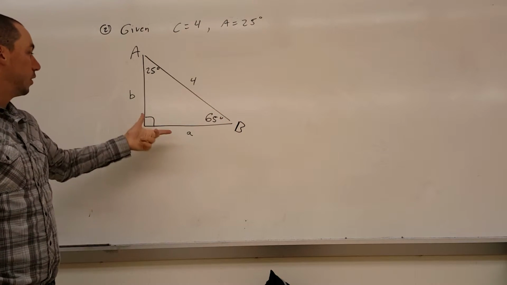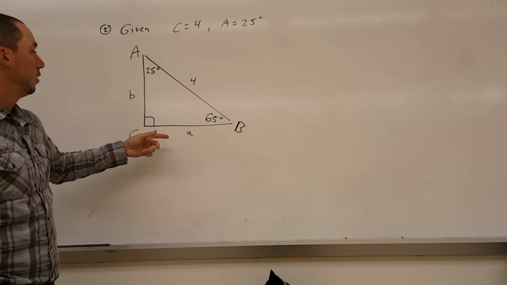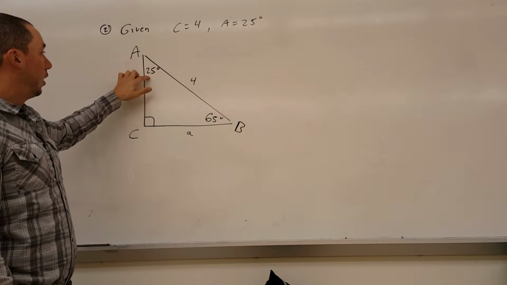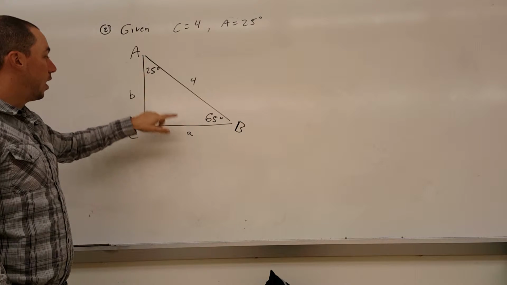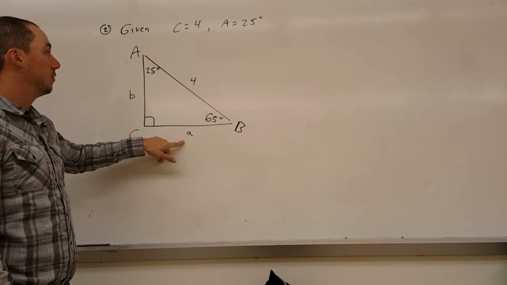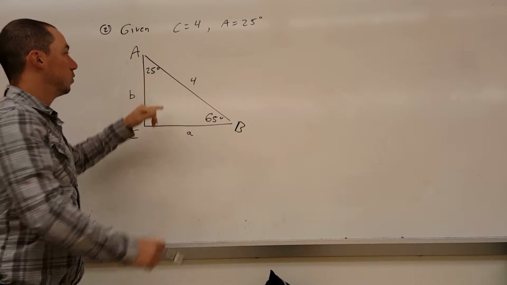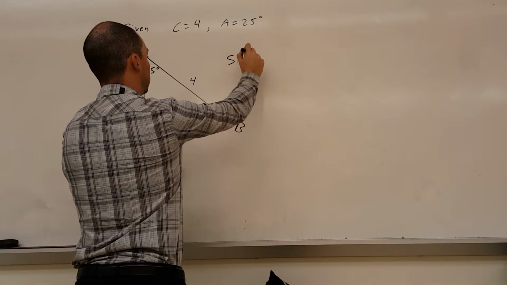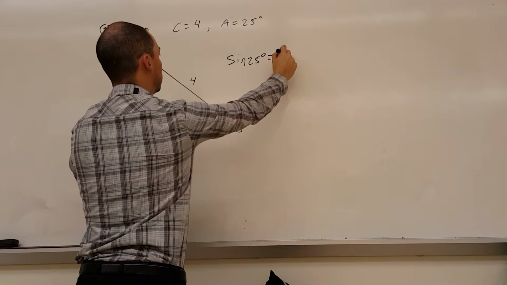Okay, I need to find two pieces of information. It does not matter which order you go in. Let's see. I know this angle, 25 degrees, and I want the opposite side, and I have the hypotenuse. Opposite over hypotenuse, that would be sine. Sine of 25 is equal to A over 4.